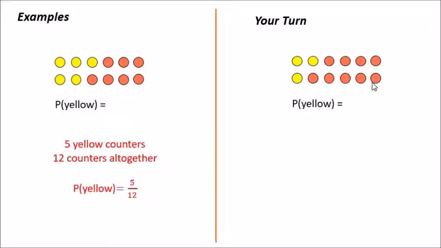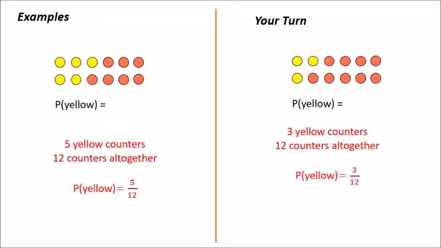Your turn. Have a go at figuring out the probability of picking a yellow counter in the example on the right. Alright, so to do this question, we need to recognize that there are 3 yellow counters, there are 12 counters altogether again, therefore the probability of picking a yellow counter here is 3 out of 12. The total number of yellow counters out of the total number of counters altogether.